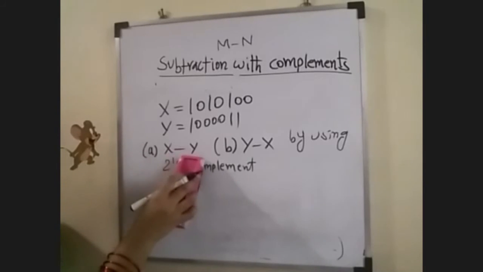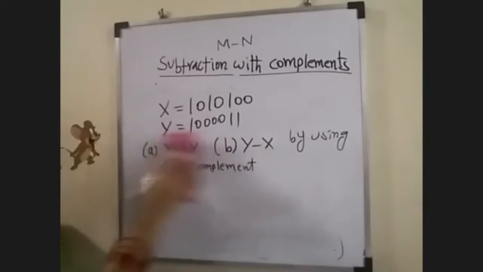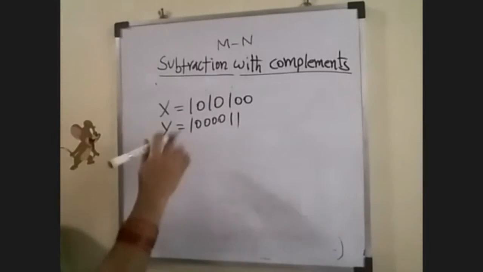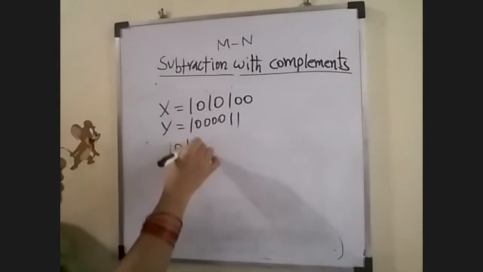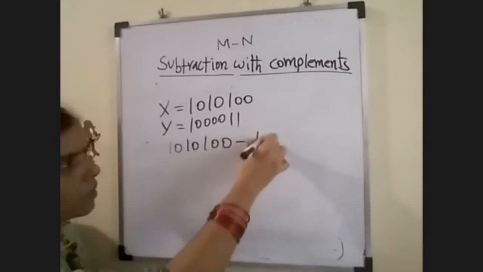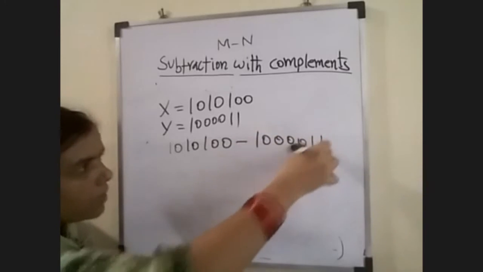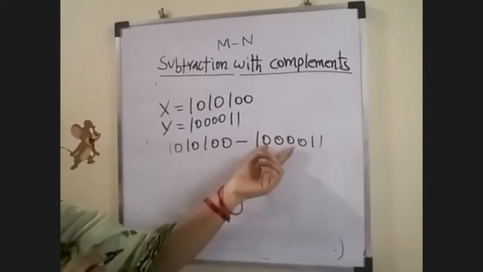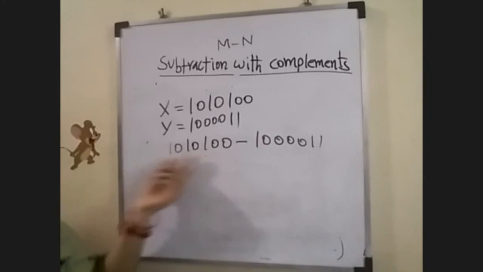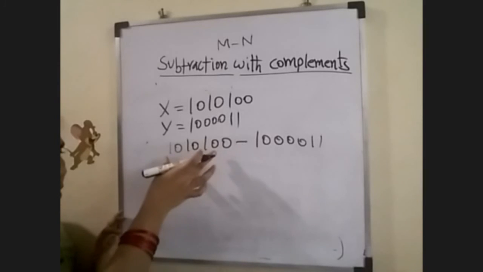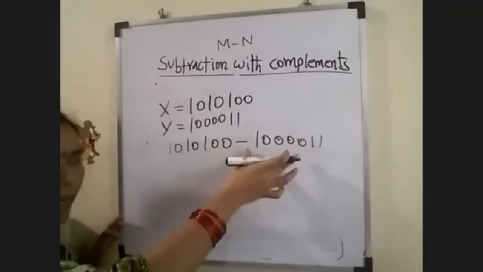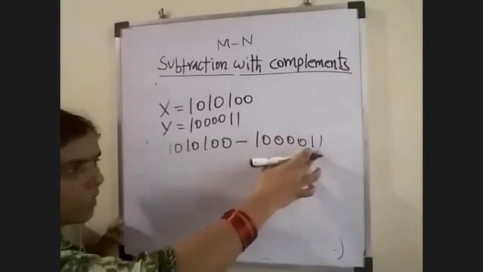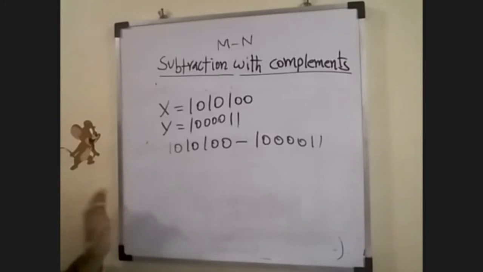First, I will explain x minus y. Later, you can find out y minus x. So x minus y is nothing but 1010100 minus 1000011, right? So this is the minuend and this is the subtrahend. Take the 2's complement of the subtrahend and add it to the minuend. That is the first step. Before that, you equalize the number of bits in both minuend and subtrahend. Here 1 2 3 4 5 6 7, and 1 2 3 4 5 6 7. The number of bits are equal in both.